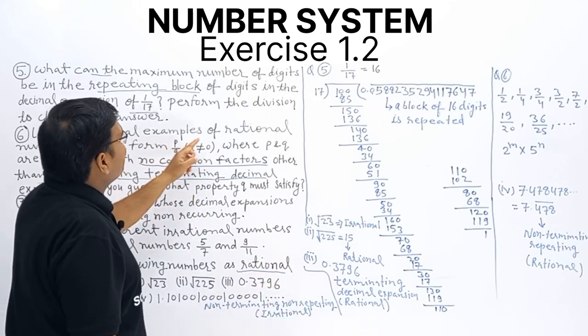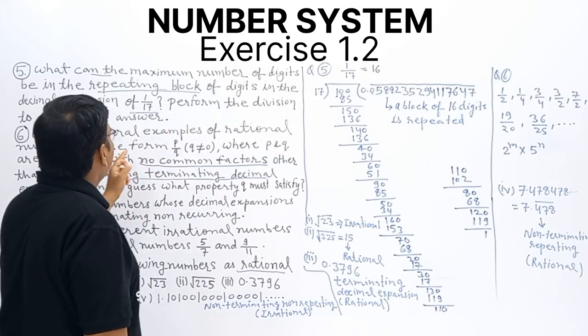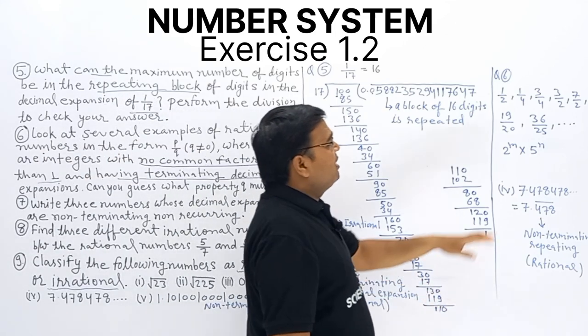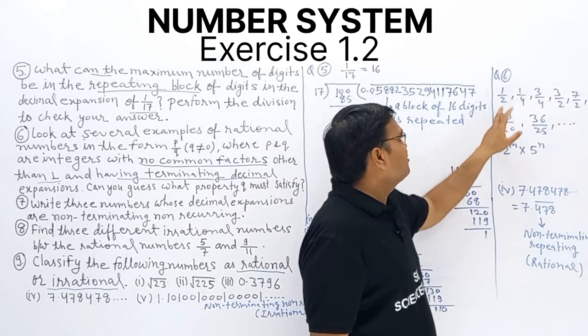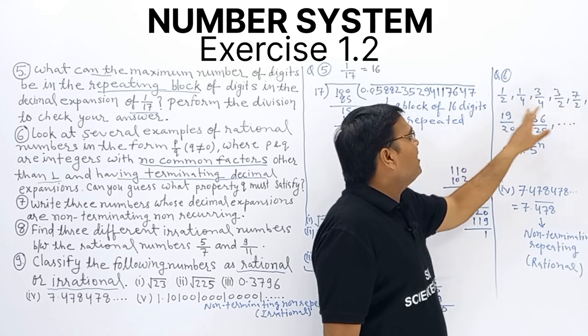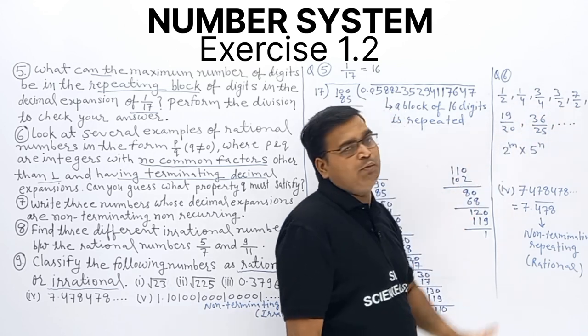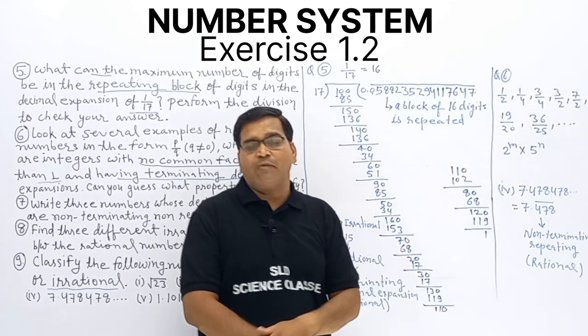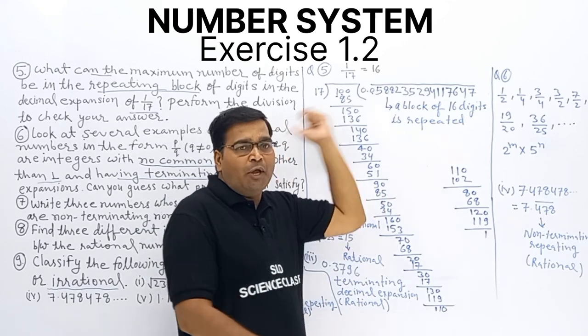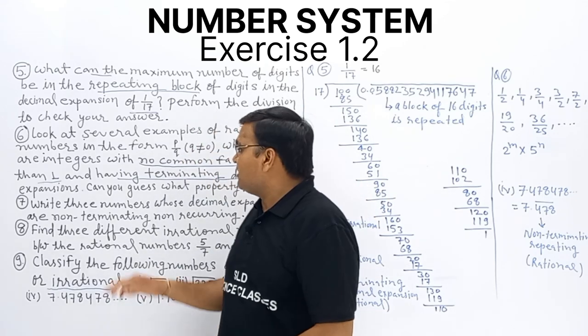Look at several examples of rational numbers in the form P upon Q. There are some several examples: 1 by 2, 1 by 4, 3 by 4, 3 by 2, 7 by 2, 19 by 20, 36 by 25. We are having several examples there. Observe these examples. Are they following this condition or not? What is required?